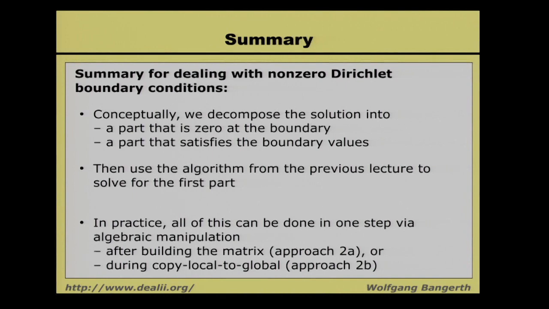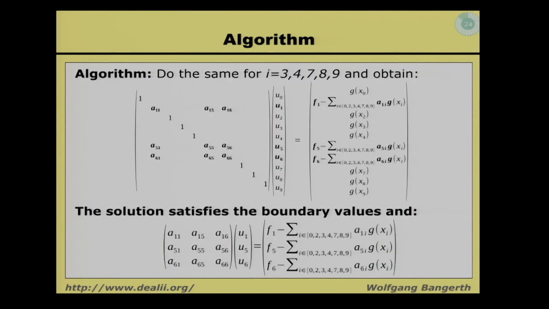And there's a very similar algorithm that would do the same kind of steps during the copy local to global method. So during the time when we copy or add the local contributions into the global matrix, we can also do these modifications that take care of the corresponding elements that go into the right-hand side. So these things here can also be computed at a time when we do the copy local to global operation.